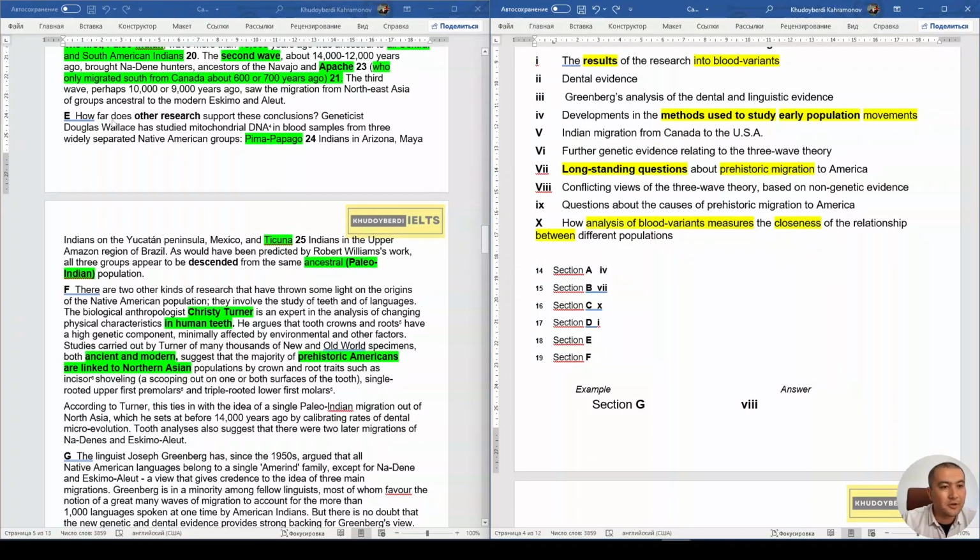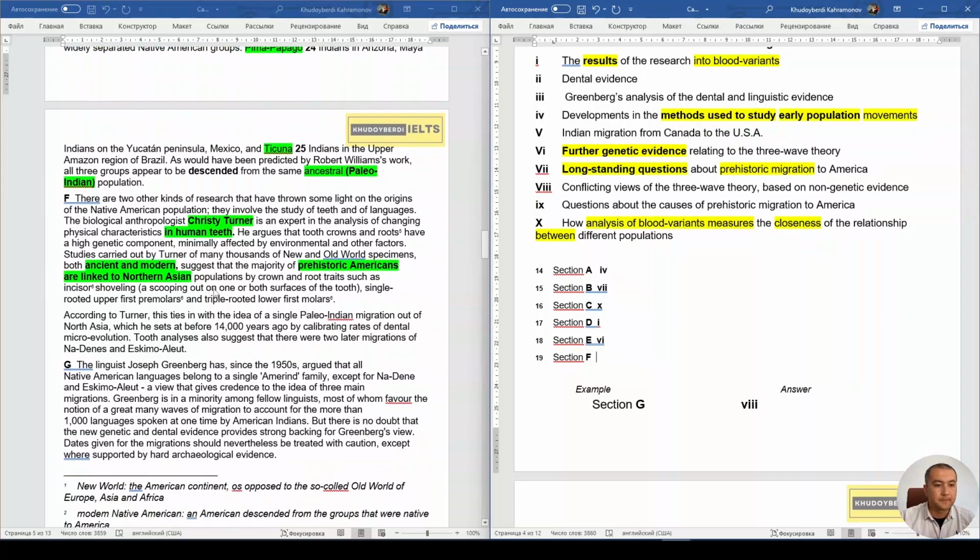All right, the next one. How far does other research support these conclusions? So it's talking about other research, and if you pay attention here, this sentence begins with a question, which means it carries the main idea of the topic, right? And here we have the words further genetic evidence. Further can be a direct synonym to the word other, and that's why the answer should be 6 here.